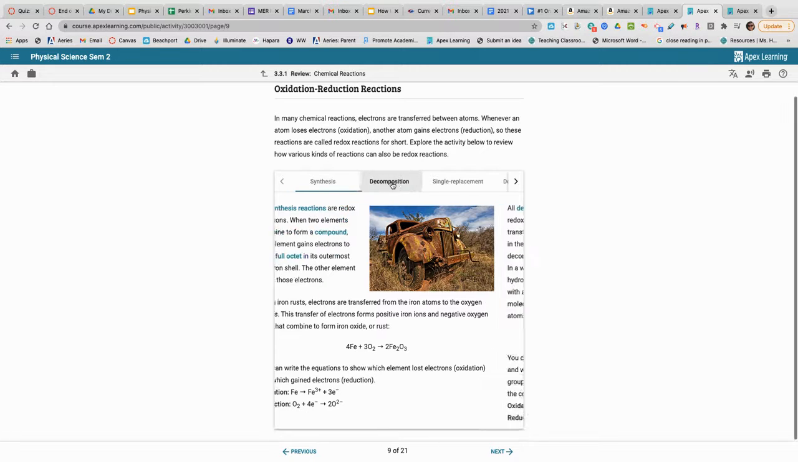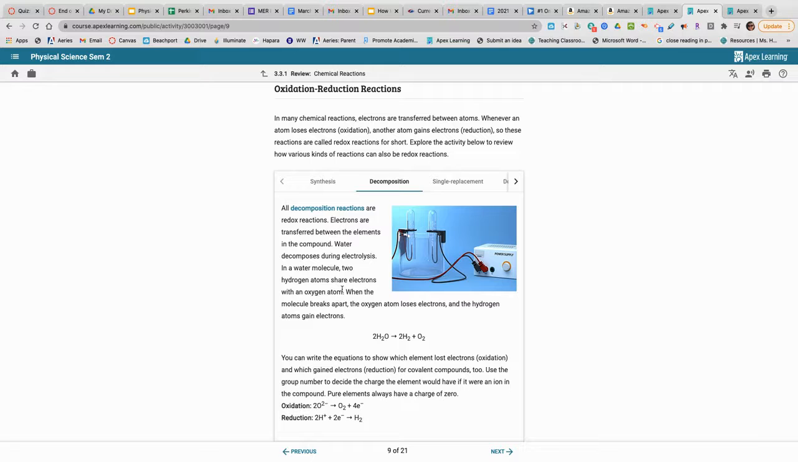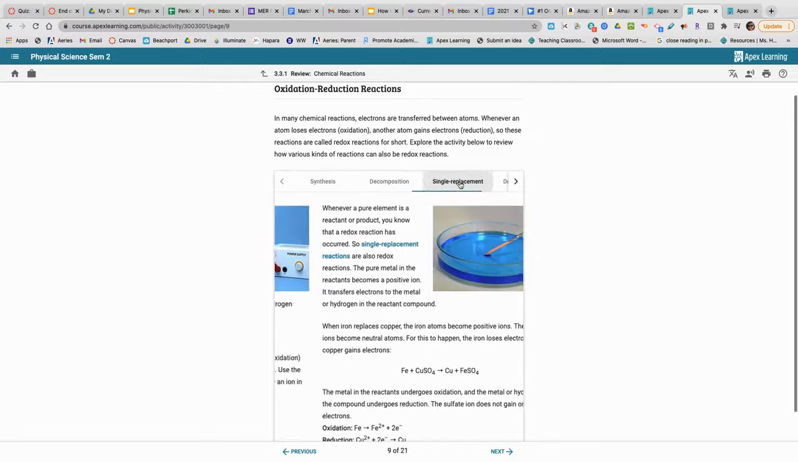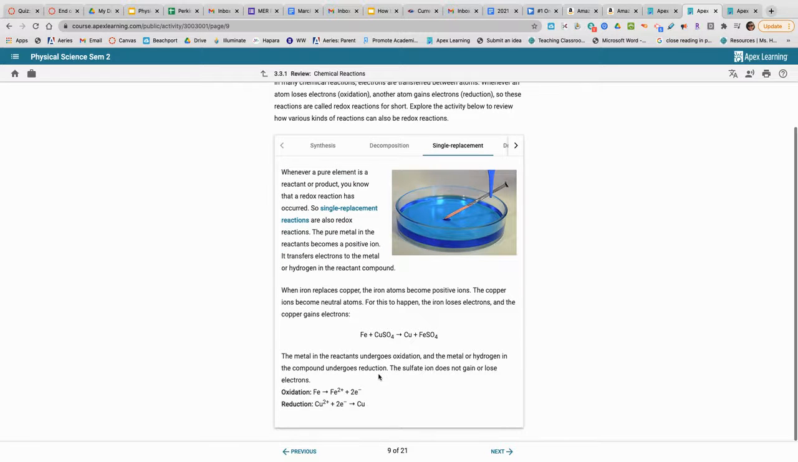Decomposition reactions can also be redox reactions. Here, the oxygen once again gives up 4 electrons, and in this case, hydrogen gains electrons. So this is also a redox reaction. Single replacement reactions can be redox reactions.